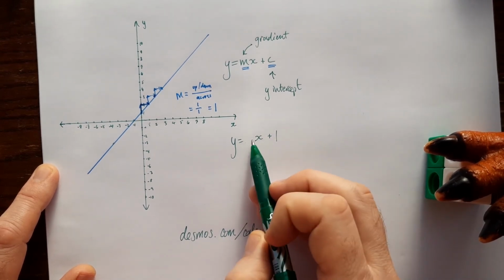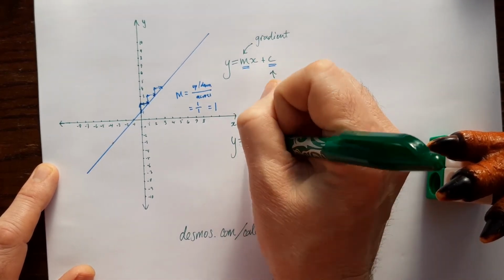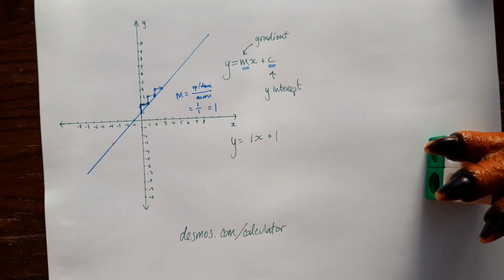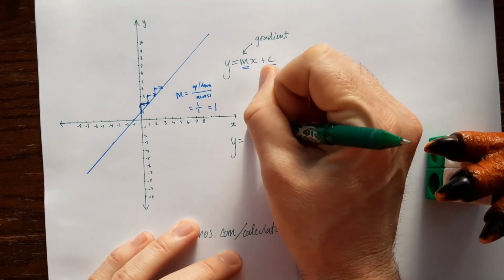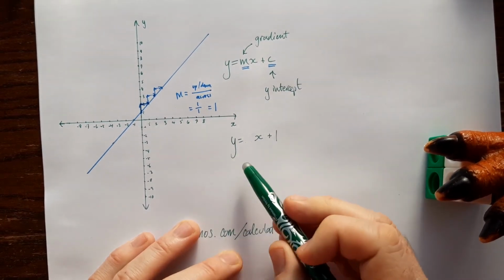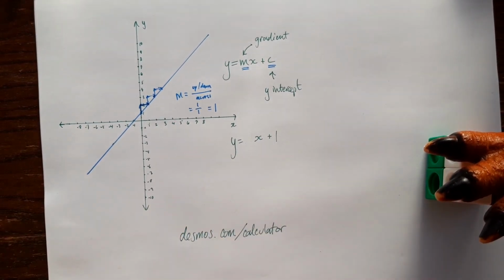So we've got 1x. And I could put a number 1 in front, but actually it's not that important to have the 1. We know we don't have to write it when there's only 1 of something. So we can just write it as y equals x plus 1. That's our slope and gradient.